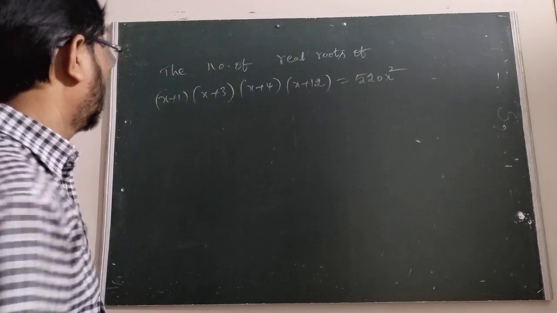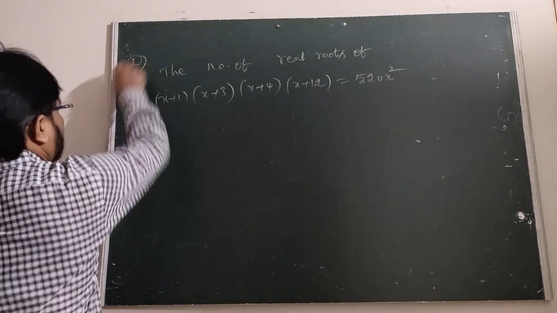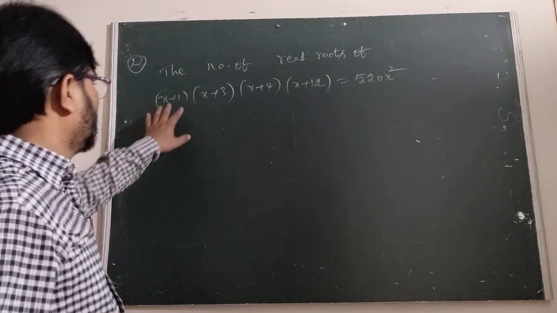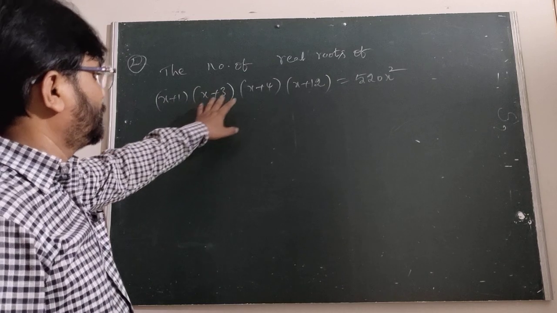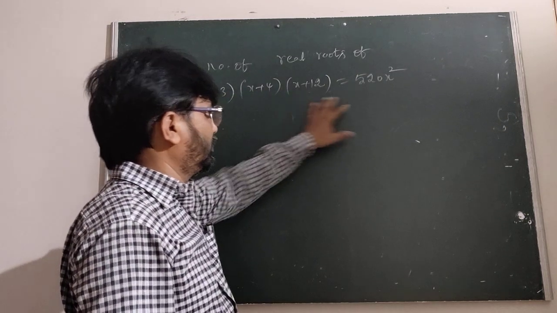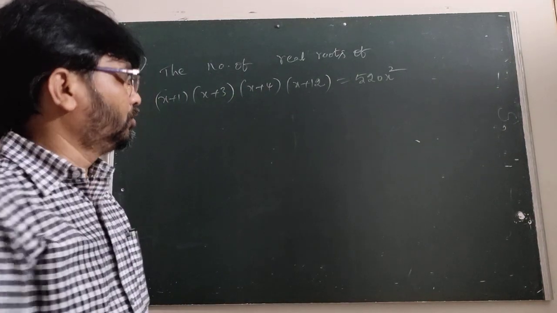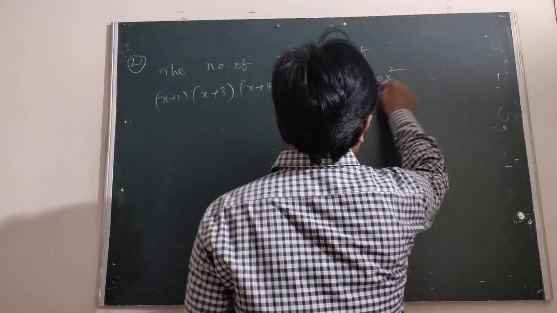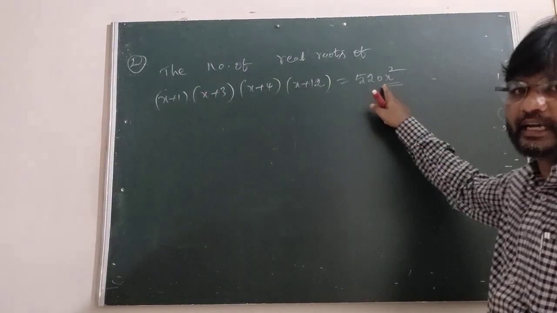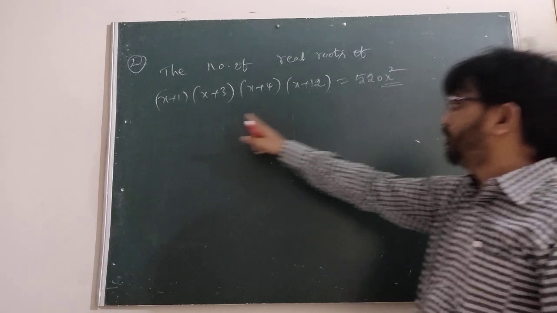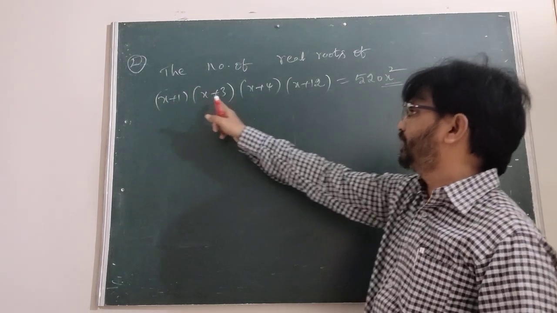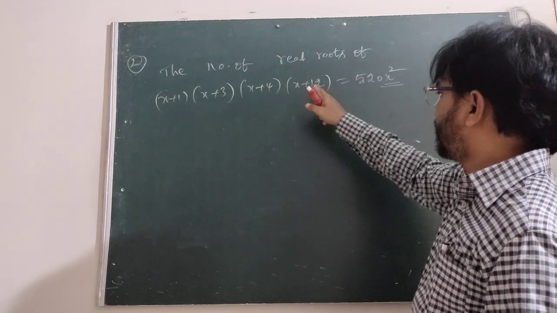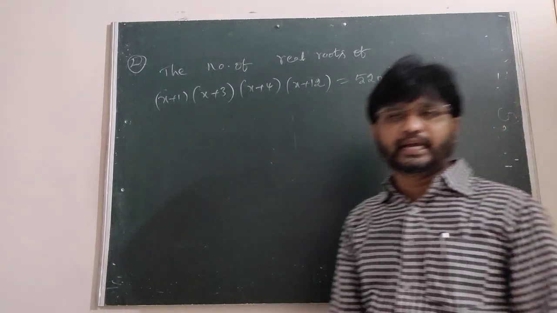Now we are going to question number 2. The number of real roots of (x+1)(x+3)(x+4)(x+12) = 520x². Here it is clear that on the right-hand side x² is there. Therefore, we need the number of real solutions of (x+1)(x+3)(x+4)(x+12) = 520x².